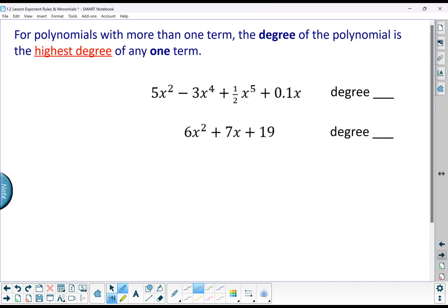For a polynomial that has more than one term, the degree of the polynomial is the highest degree of any one term. So we just have to look for the most powerful term in that polynomial. So for example, with those terms I had on the other page, if I put them together in a polynomial, this is my most powerful term, and so this is a degree 5 polynomial. And in this next polynomial, 6x squared plus 7x plus 19, you can see that the most powerful term, the one with the most x's, is this one that has x squared, and so this is a degree 2 polynomial.